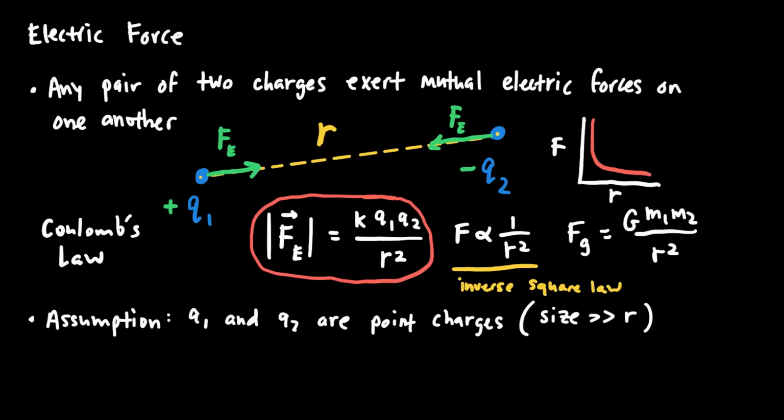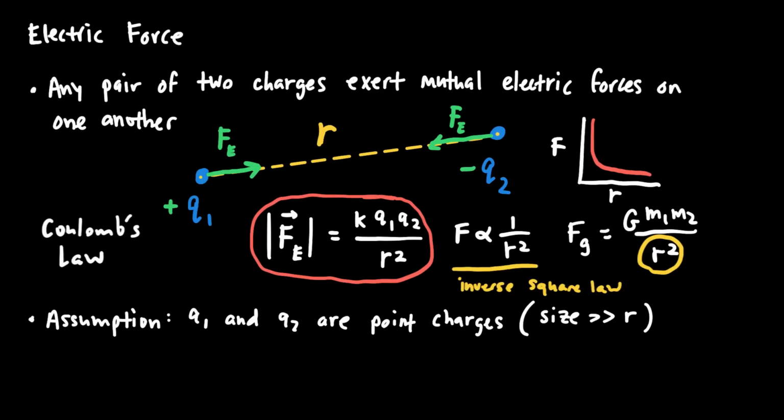Another inverse square law that we know is the equation for the gravitational force, which is also proportional to 1 over r squared. For gravitational force, it depended on the universal gravitational constant G and the product of the masses. Coulomb's law depends on the product of the charges and Coulomb's constant. So these are both inverse square laws, which means that if we plot the force as a function of separation between the two charges, then we'll get a graph like the one that I have shown there.